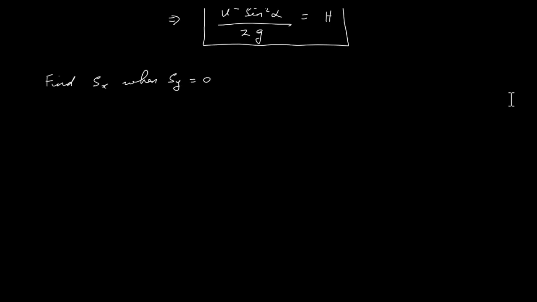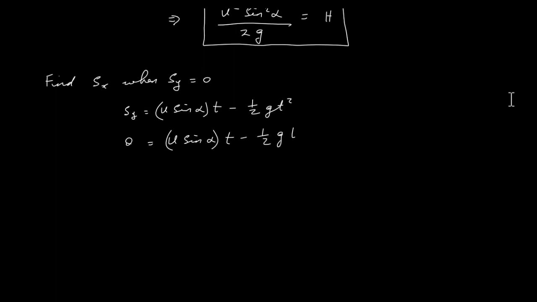So we're going to look at the distance in the y direction formula that we developed at the beginning, and that was s in the y direction is equal to u sine alpha times t minus a half gt squared. So we want the distance in the y direction to be 0, so let's just change this. We've got 0 is equal to u sine alpha times t minus a half gt squared.